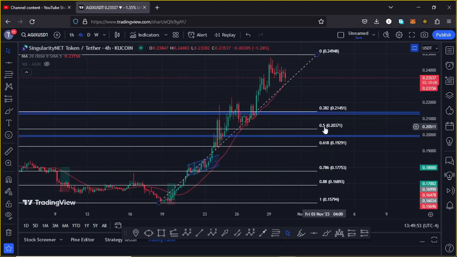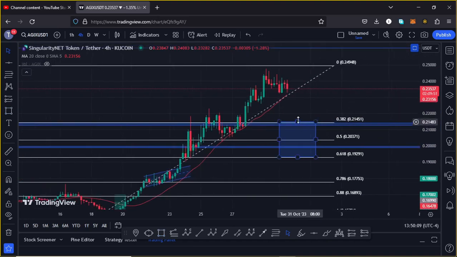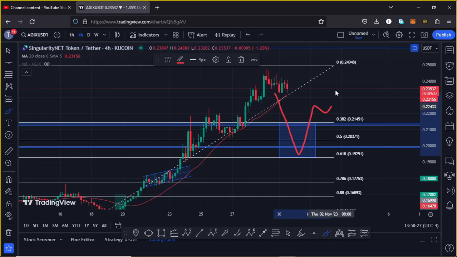And that is an area between the fib level 0.382 and the fib level 0.618, and that is between the $0.2145 mark and the $0.19291 mark. And this is an area that we can expect a pullback into in case we continue seeing further weakness in the next coming hours. And within this area, we can expect this area to also act as support, and this is a reversal area within which we can expect a massive bounce to the upside, break above resistances, and continue gearing up.